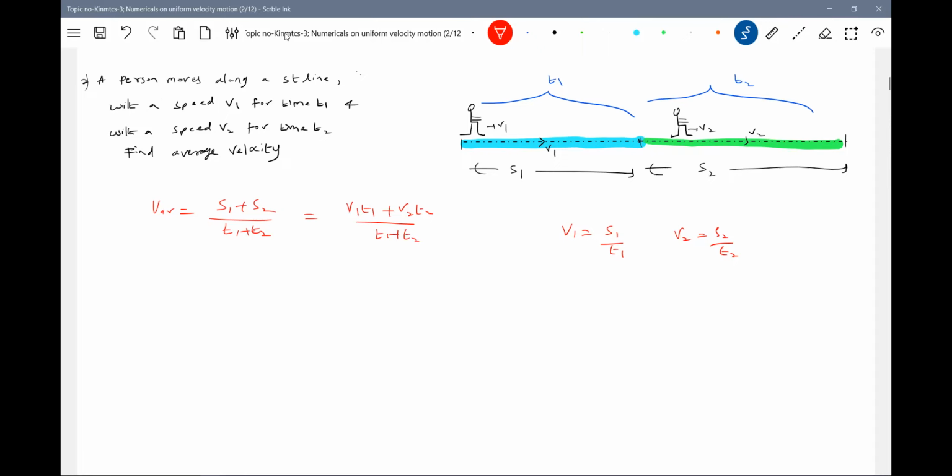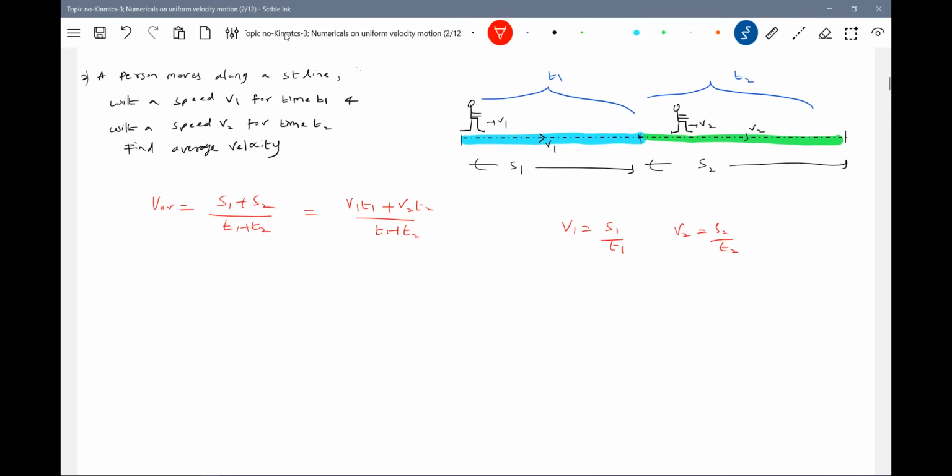If you want, you can also do this by another method. What is another method? Using graph also. So if you plot the graph, it will move with a velocity v1 for certain time, then with a velocity v2 for other time. This time should be t1. What is this time? This should be t2.